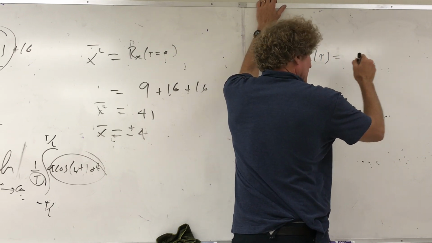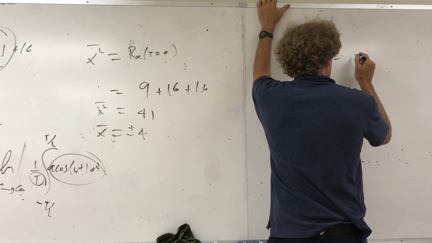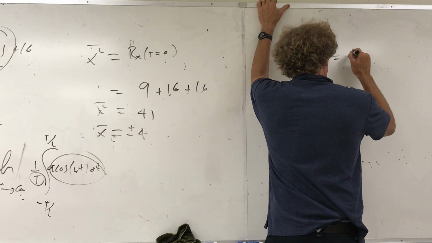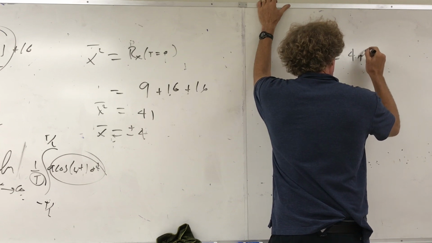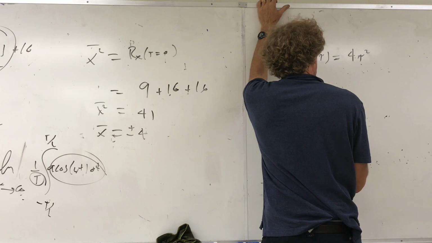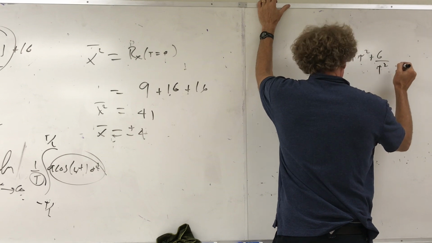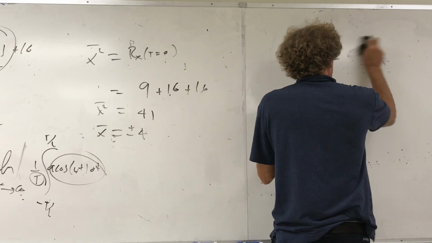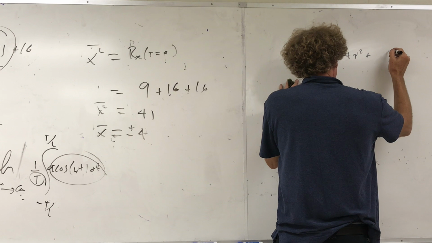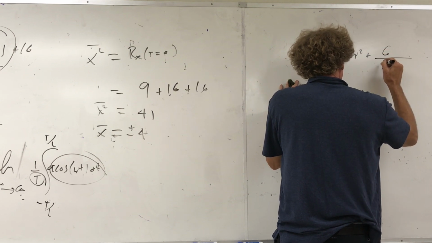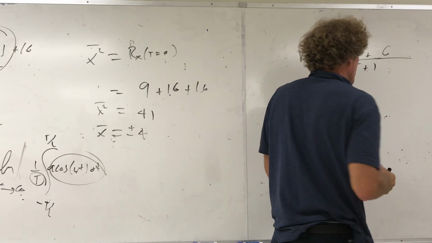4 tau squared plus 6, over tau squared plus 1. The whole thing is over tau squared plus 1. Let me confirm: 4 tau squared plus 6, all of it over tau squared plus 1. Oh, this is a good one.